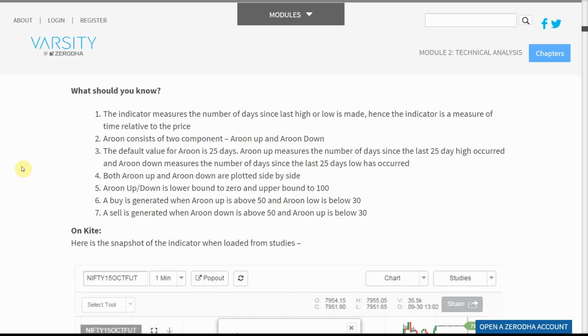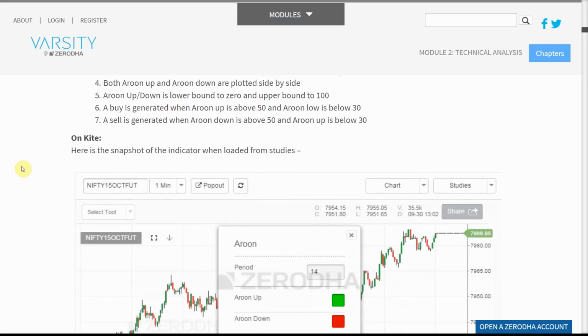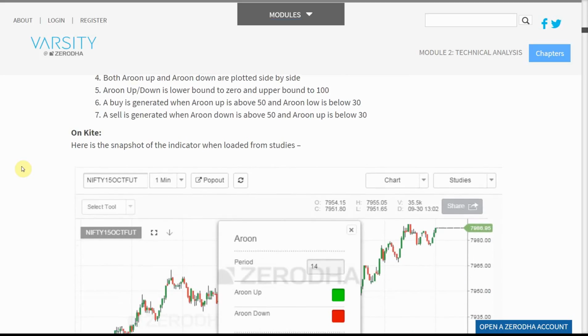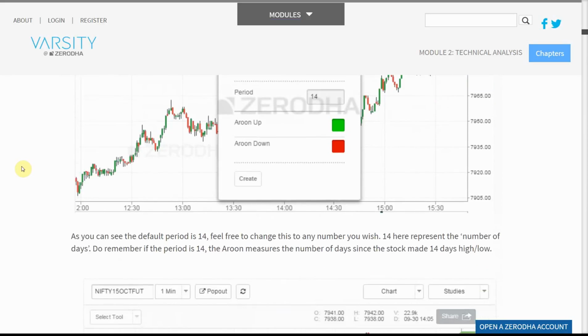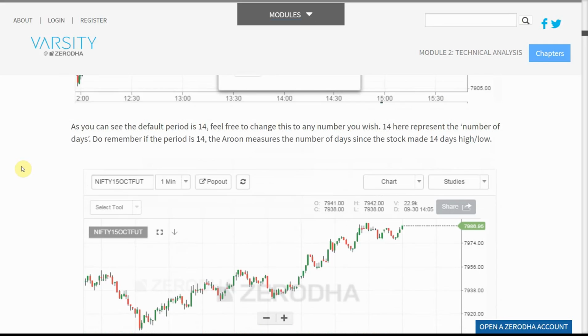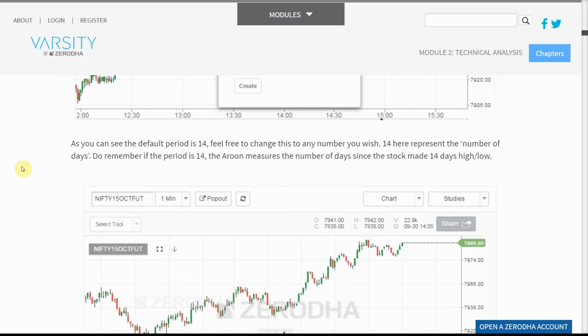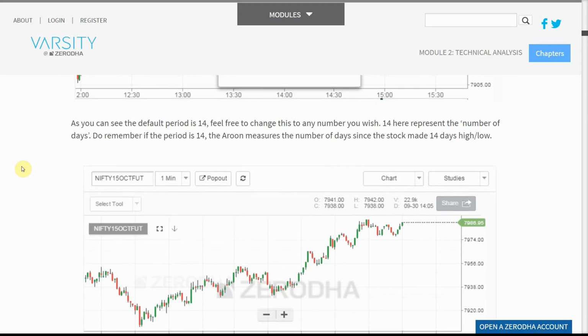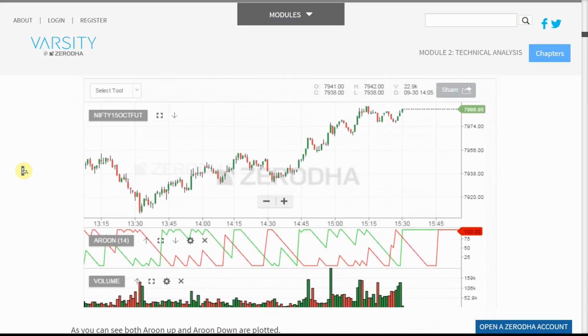A buy is generated when Aroon Up is above 50 and Aroon Down is below 30. A sell is generated when Aroon Down is above 50 and Aroon Up is below 30. On Kite, here is the snapshot of the indicator when loaded from studies. As you can see, the default period is 14. Feel free to change this to any number you wish. 14 here represents the number of days. Do remember, if the period is 14, the Aroon measures the number of days since the stock made a 14-day high or low. As you can see, both Aroon Up and Aroon Down are plotted.